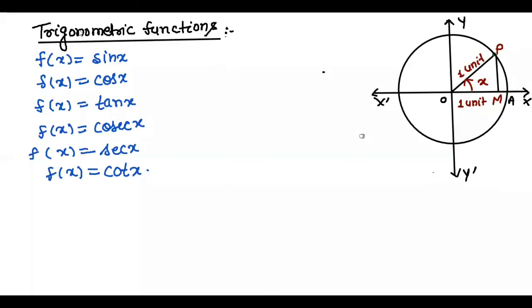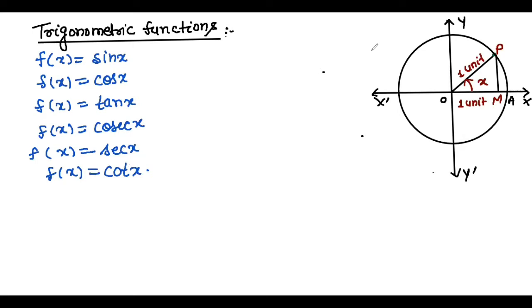Hello everyone. We will discuss trigonometric functions. Trigonometric functions means we will define trigonometric ratios in terms of functions. So there are 6 trigonometric functions: f(x) equals sin x, f(x) equals cos x, f(x) equals tan x, f(x) equals cosec x, f(x) equals sec x, and f(x) equals cot x.